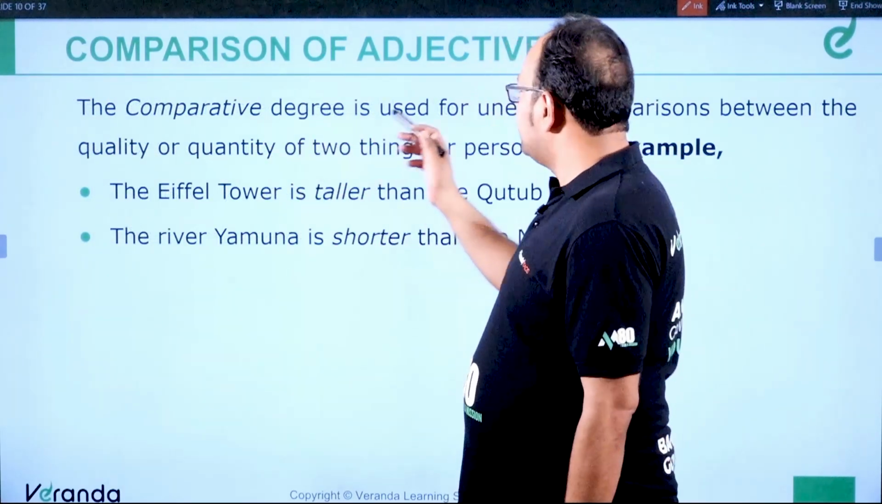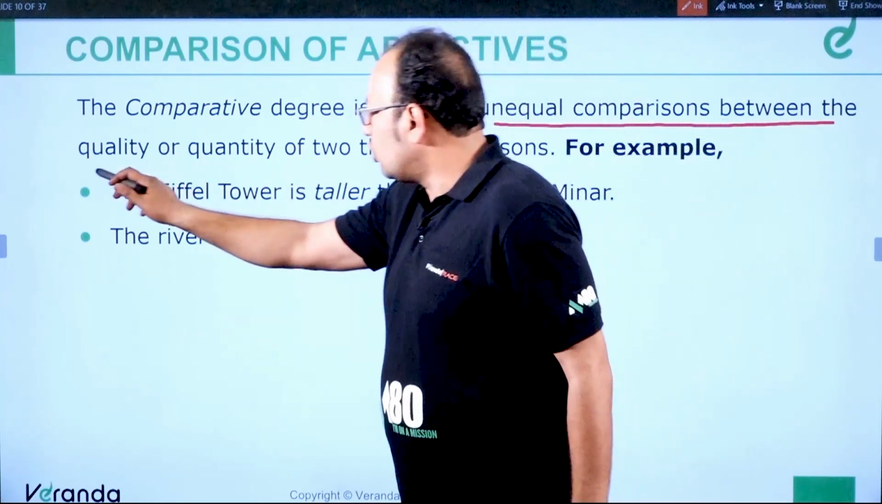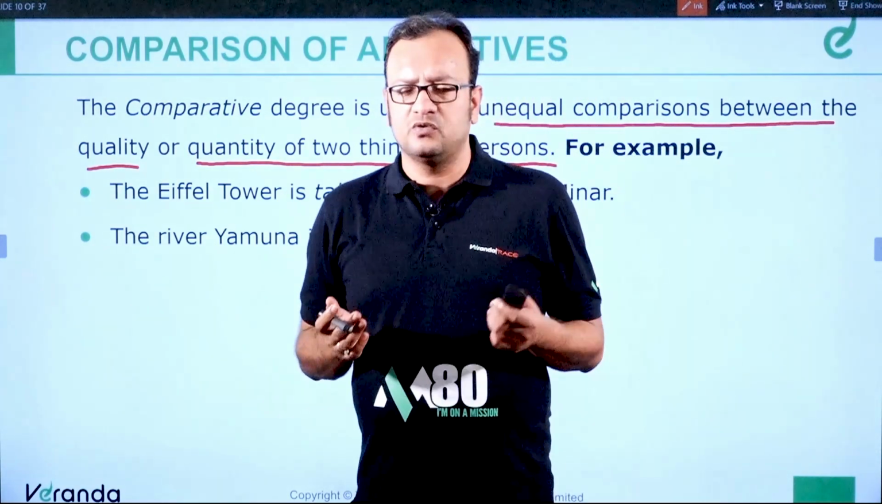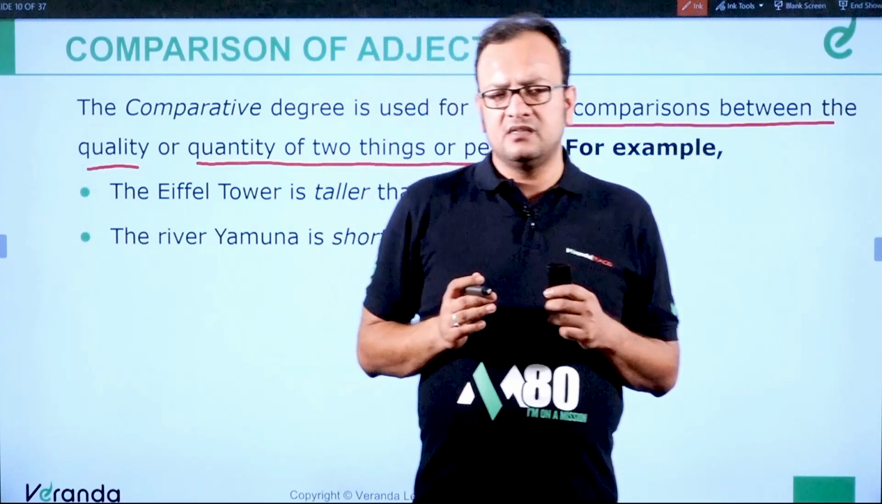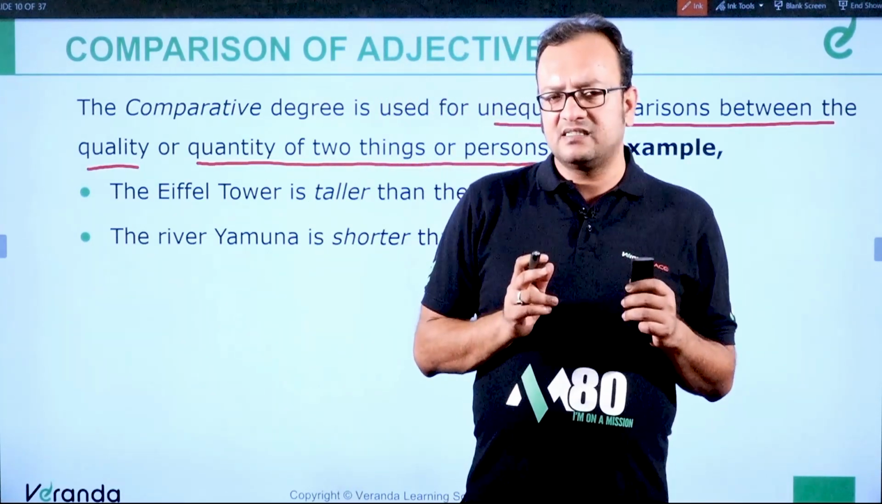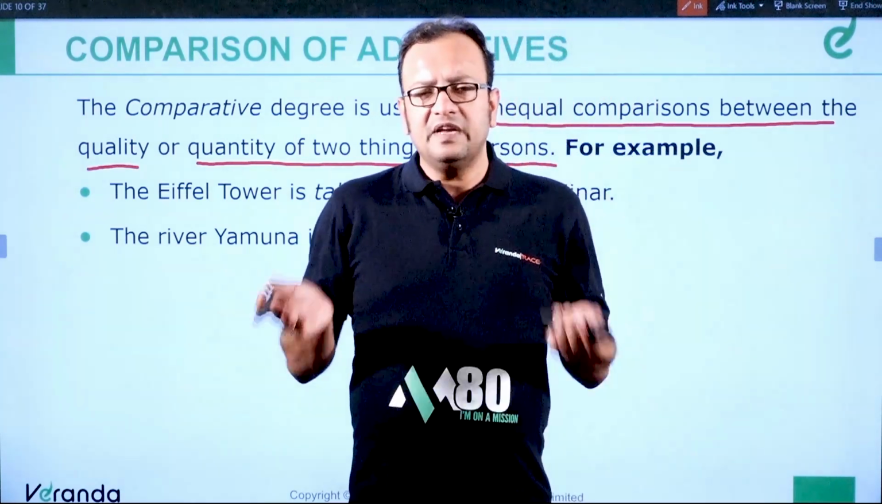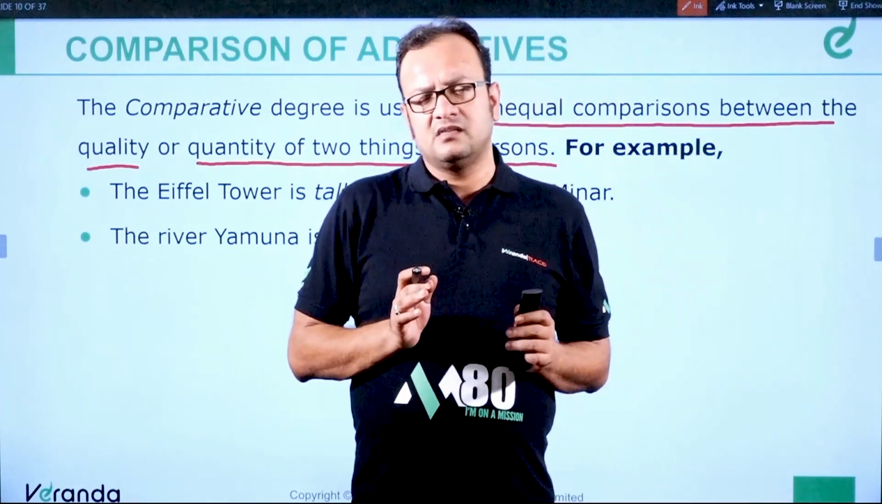The comparative degree is used for unequal comparisons between the quality or quantity of two things or persons. Let me ask you, for comparison, how many entities do you need? You need at least two entities, right? One thing can be good, something can be better. We need at least two entities for a comparative degree.